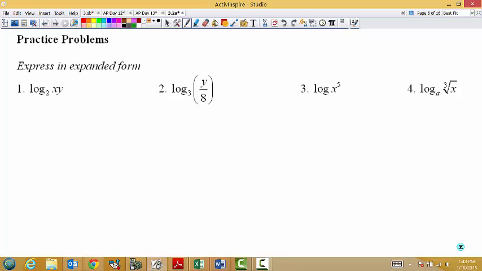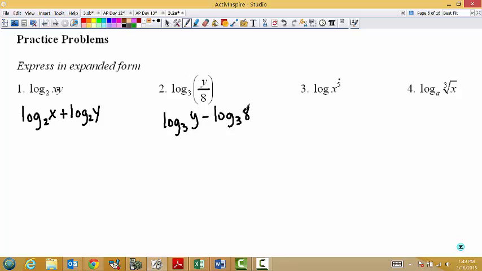So what we need to remember is that multiplication and addition go together, and division and subtraction go together. So if I have two things being multiplied together, multiplication goes with addition. So to expand it, I would write it as log base 2 of x plus log base 2 of y. Division goes with subtraction, so it would be log base 3 of y minus log base 3 of 8.